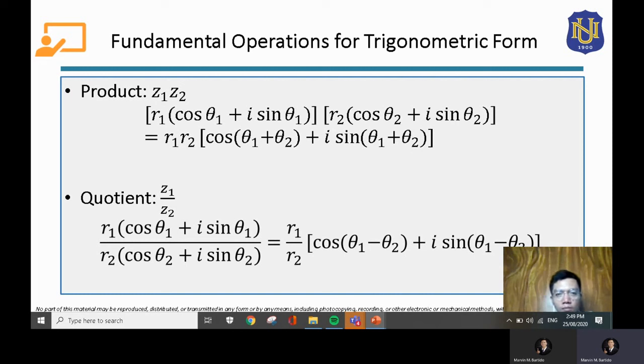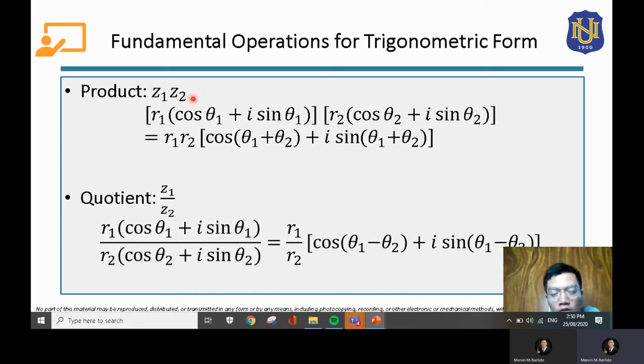Also, the fundamental operations for trigonometric form are actually the same concept as for polar form, because it has the same coordinates, right? It's just r and theta. So what you have done with r and theta in the fundamental operations for polar form will be the same here in trigonometric form.